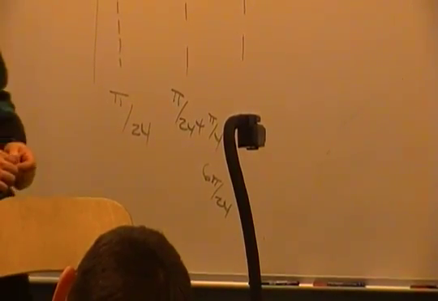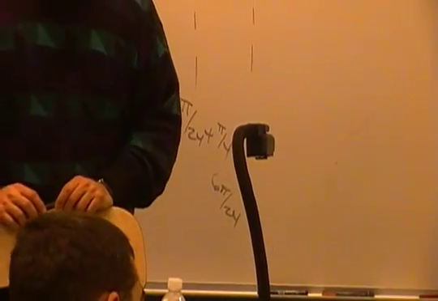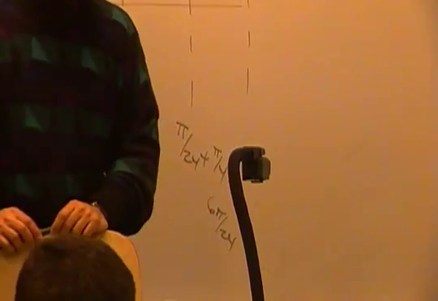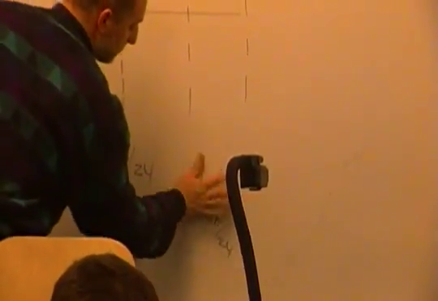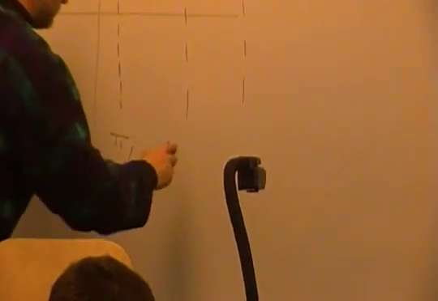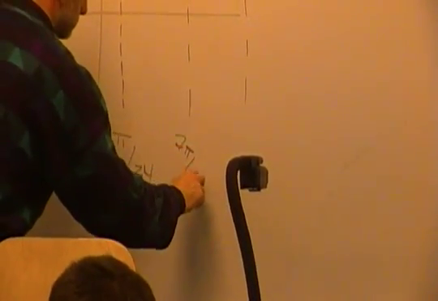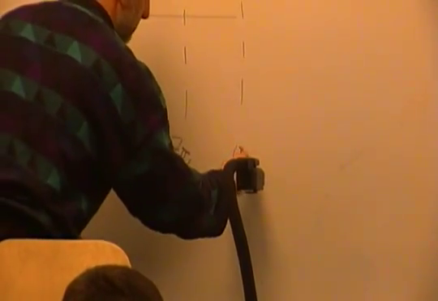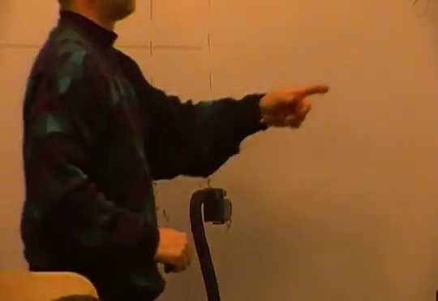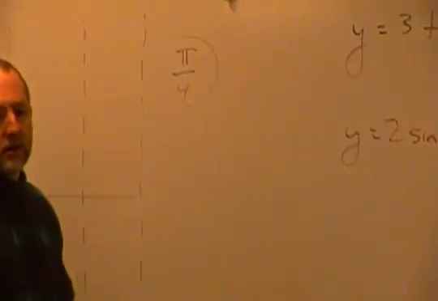No, no, no. What's the period of tangent? Period of tangent is pi. Growl. So this is going to be 7 pi over 24. And so the next one, I'm going to add another 6 pi. It's going to be 13 pi over 24. Good enough.